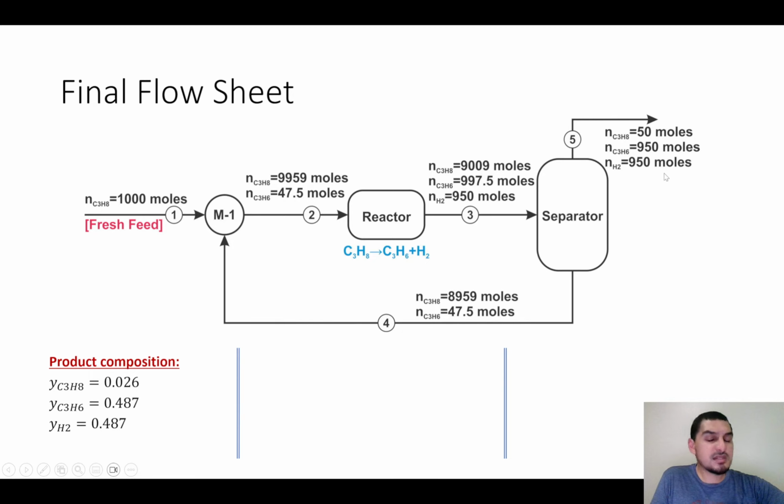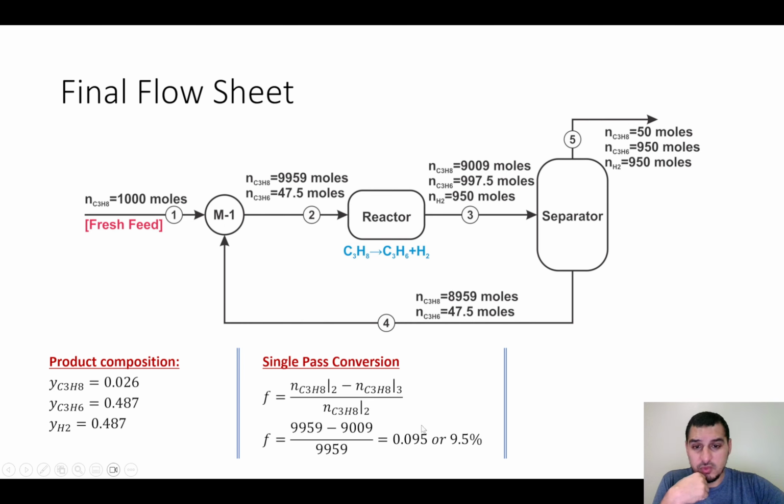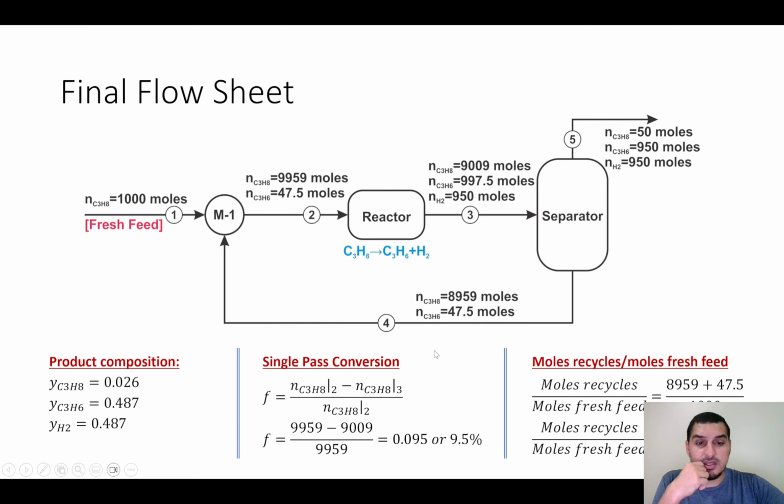The second, which is an important thing, is the moles of recycled stream compared to the single pass conversion. In this case, it's going to be the number of moles of propane in stream 2 minus the number of moles of propane in stream 3 over the number of moles of propane in stream 2, which is going to be 9.5%. And finally, the moles recycled to moles of fresh feed. So this is the recycled stream 4 over stream number 1, and this is going to be almost 9.